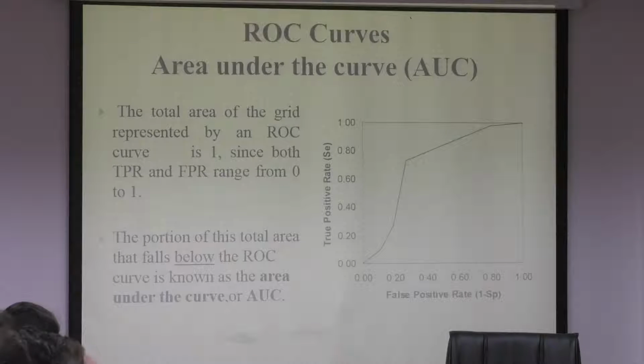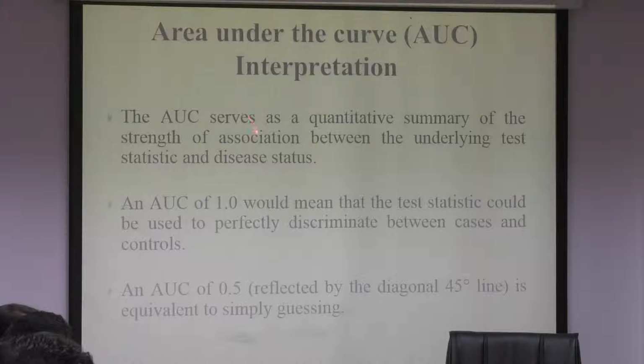So the total area of the grid represented by an ROC curve is 1. So if it is like this, the whole area here is what? 100%. Now, the portion of this total area that falls below the ROC curve is known as the area under the curve. In this case, it is all this area. You prefer something like this, which gives you a huge area. And the smaller this area is, the closer it is to the diagonal line and the more worthless the test will be. The area under the curve serves as a quantitative summary of the strength of association between the underlying test and the disease status.